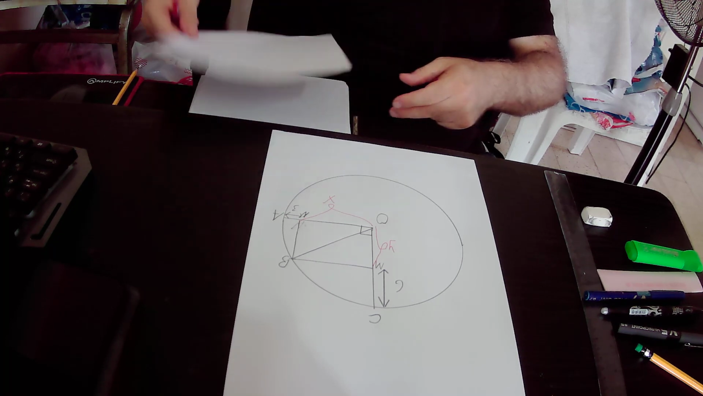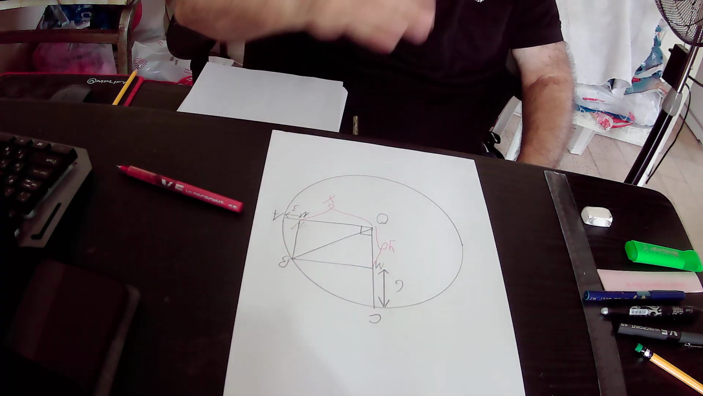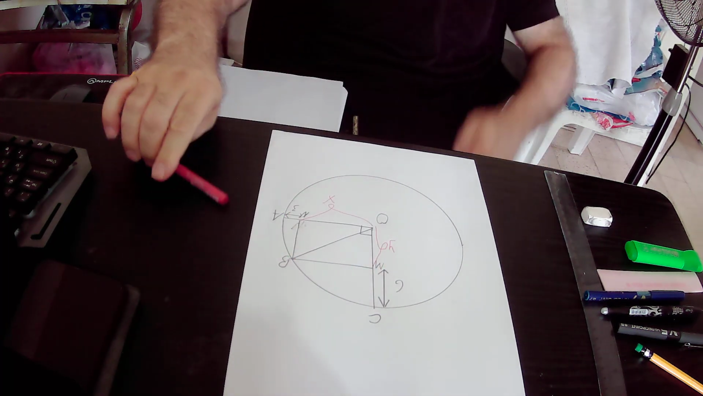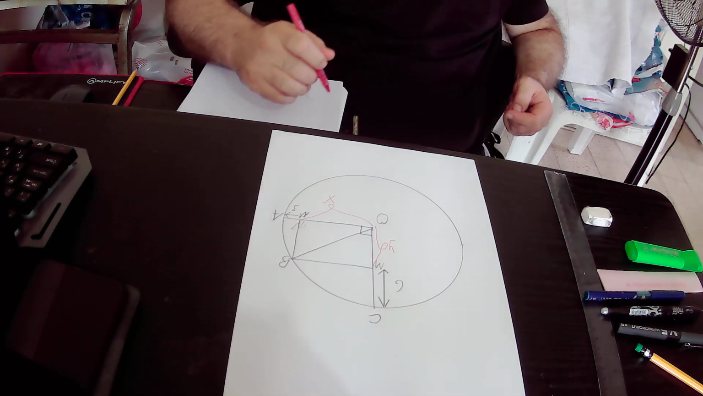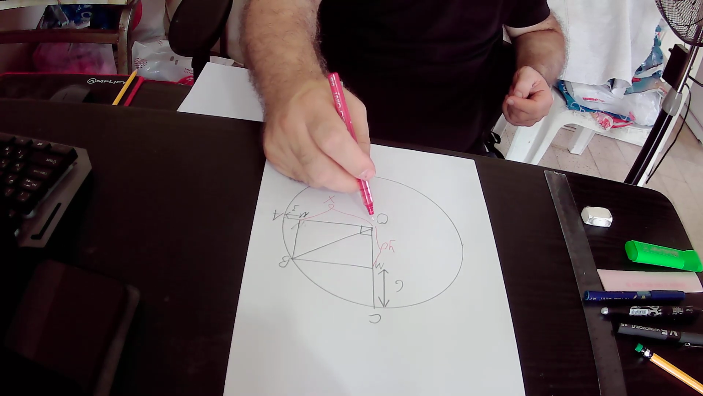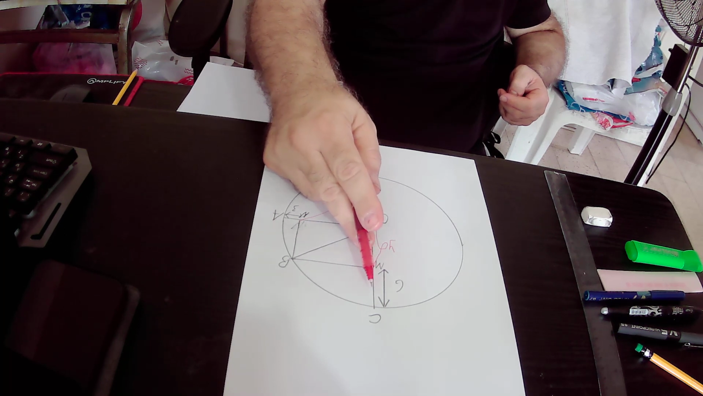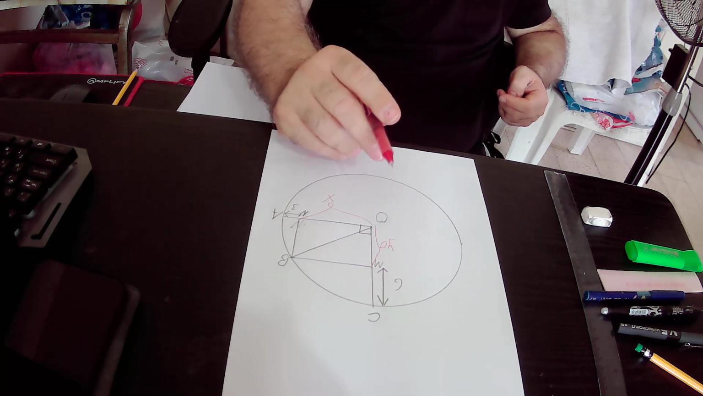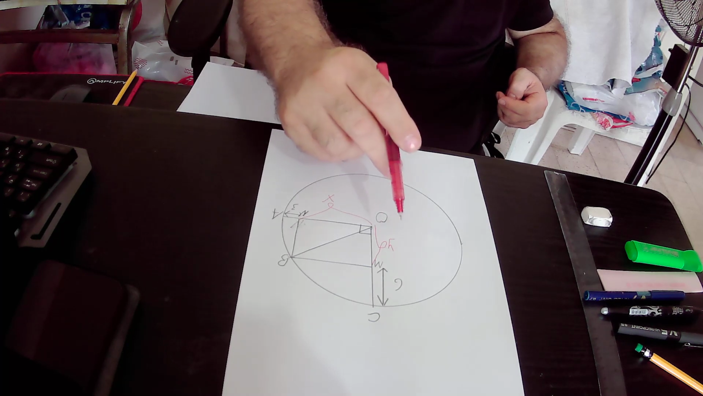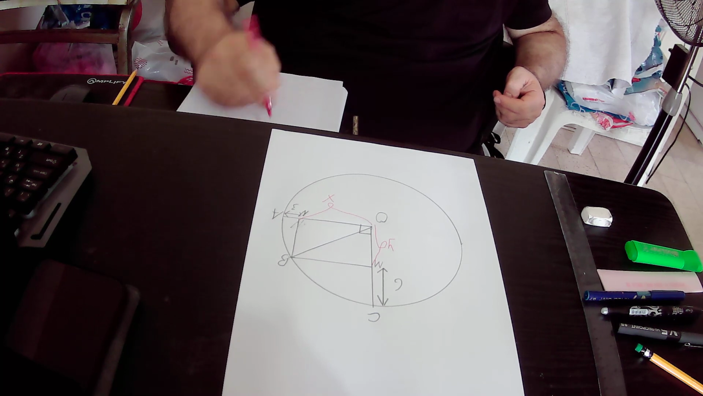Actually, line segment OC or CO is the radius of this circle, because it starts from point O, that is the center of the circle, and ends at point C, that is a point on the circle itself. For that reason, line segment OC is the radius of this circle. So I'll write down that OC equals the radius of this circle.